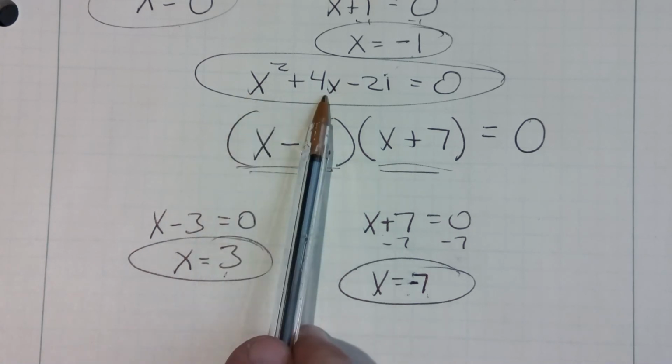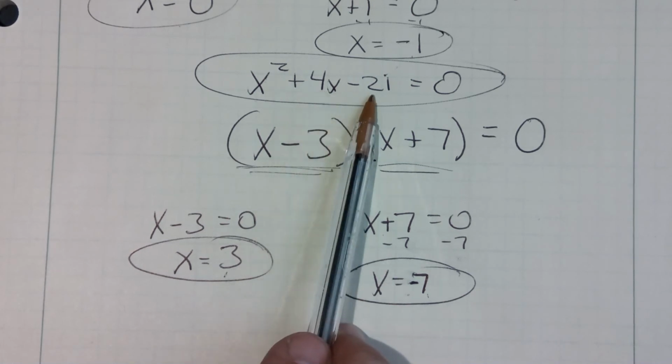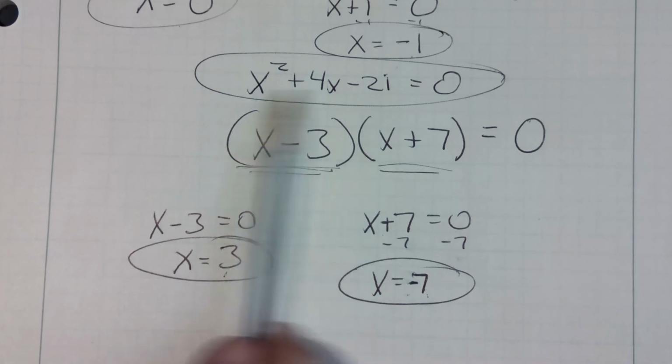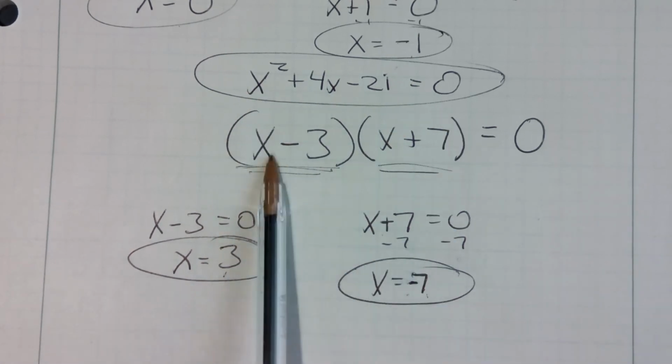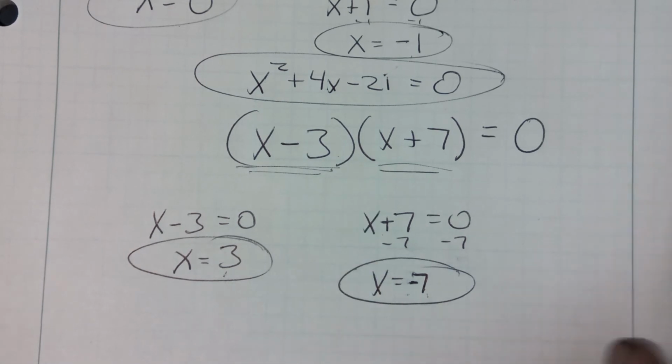If I plug in -7, the square is positive 49. Plug in -7 here, that's going to be -28. Well, guess what? -28 and -21 is -49, plus the 49 is 0. You're not going to have to do that yet. You're just going to have to solve it for two factors. But again, they might even get more complex than what I've given you.